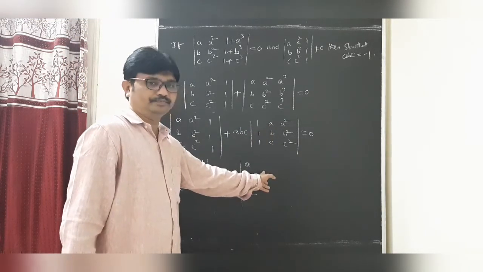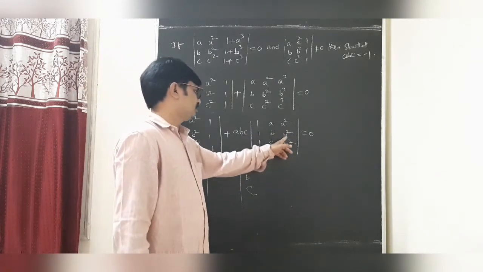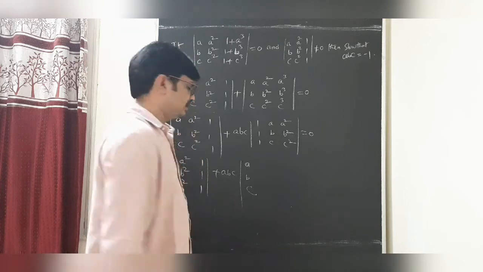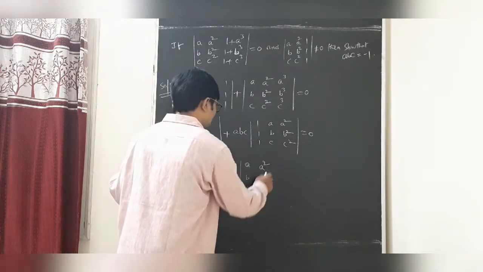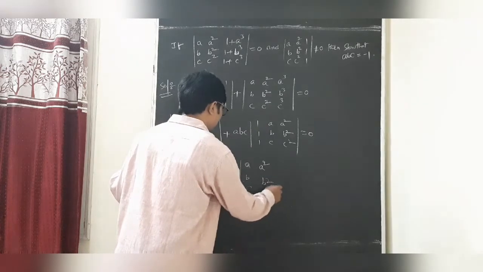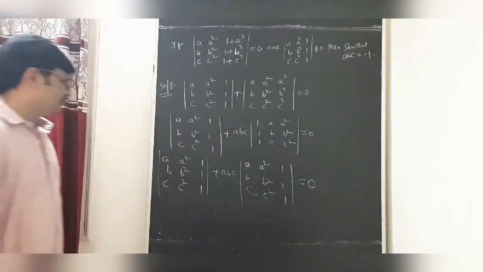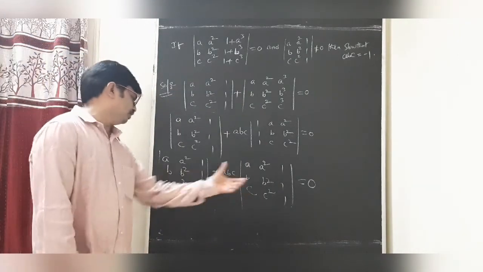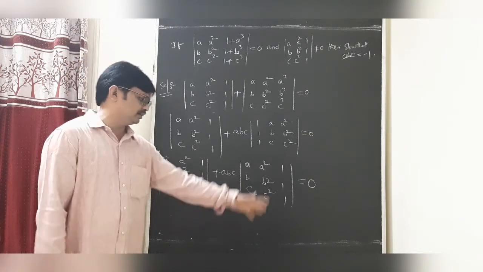1 1 1 is the second column. Then you get 1 and minus. After that, A square, B square, C square and 1 1 1 are interchanged. Then you again get minus minus plus. That is A square, B square, C square, 1 1 1. So students, what is common in these two? A square 1, B square 1, C square 1 is common.